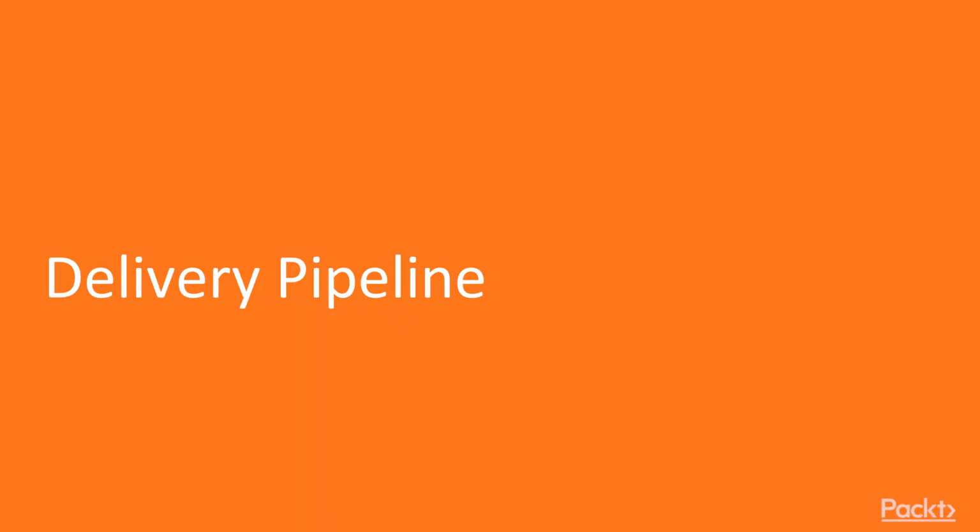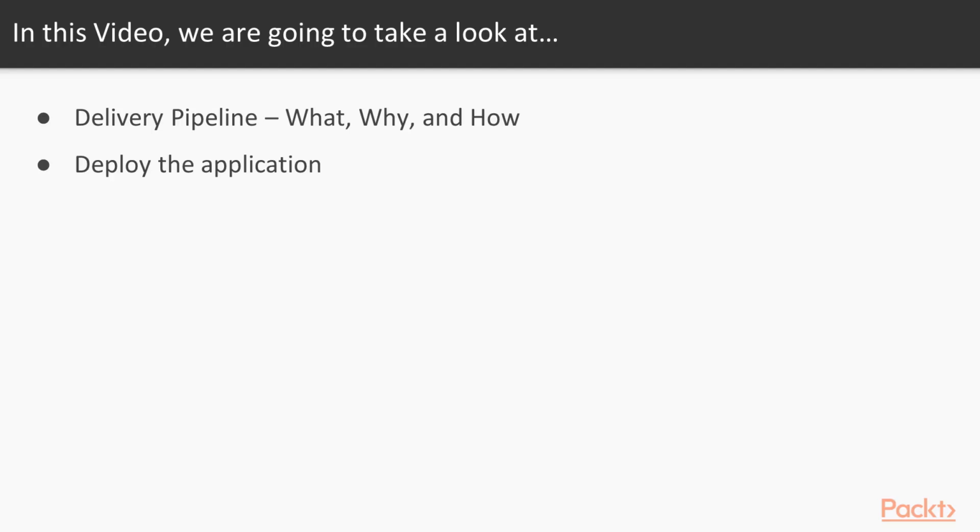This is the delivery pipeline video. We had our first glance at the delivery pipeline while working with test-driven development in the previous section. In this video, we are going to take a look at what a delivery pipeline is and why and how it supports continuous deployment. And we are also going to automatically deploy our application to the IBM Cloud using it.